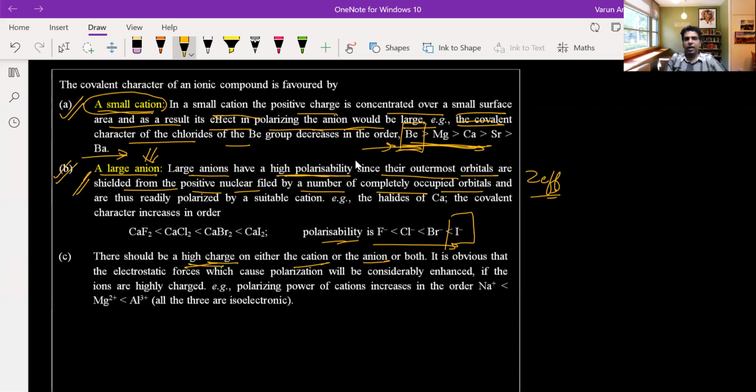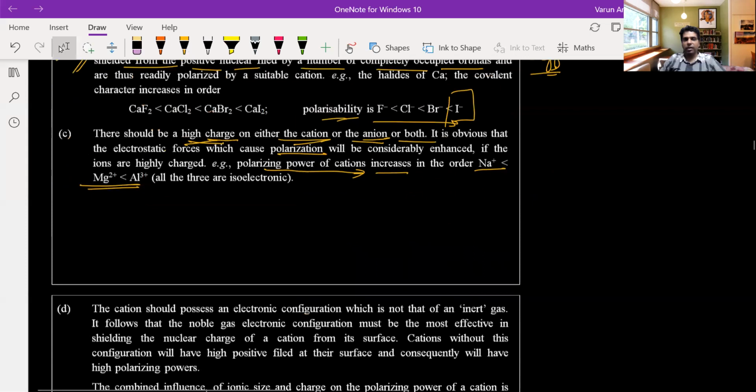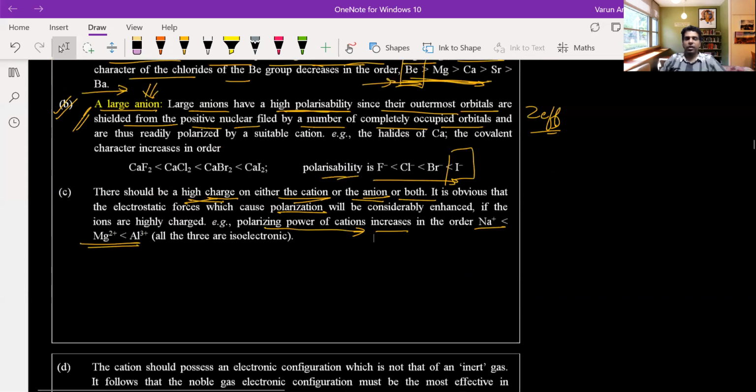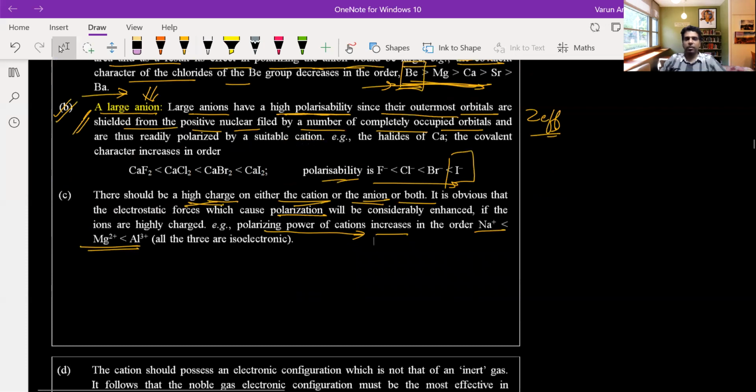There should be high charge on both the cation and anion, then the polarization will be more. As the charge on the cation is increasing, the polarizing power of the cation is increasing. Similarly, for anions, as the charge is increasing, the polarizing power will increase. So there are three factors on which the polarizing power will depend.